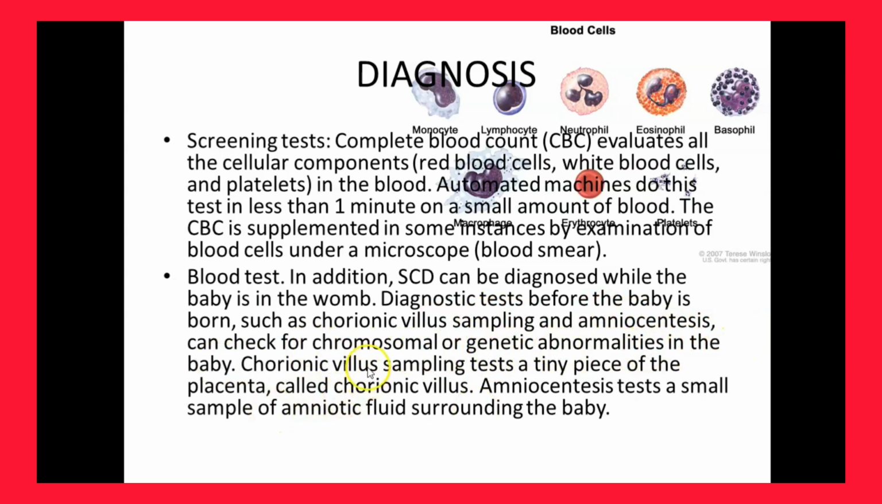The chorionic villus sample tests a tiny piece of the placenta called chorionic villus. Amniocentesis tests a small sample of the amniotic fluid surrounding the baby. These are all taken and tested. You can use amplification to really get the genetic makeup of these cells.